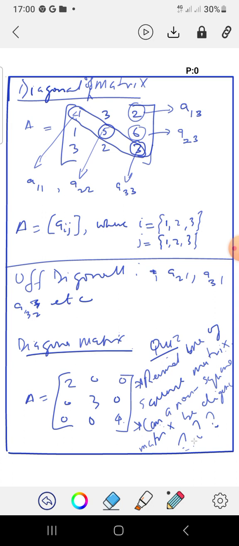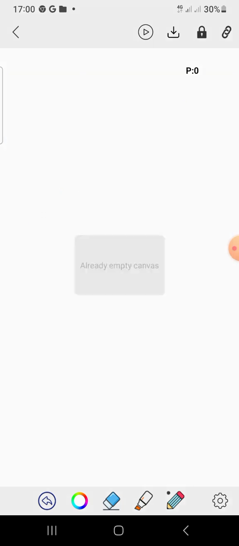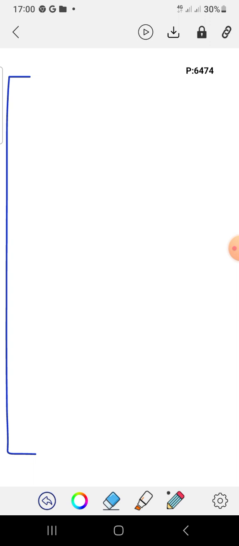So I'm going to save this page now and clear the canvas. All right, so let's talk about the identity matrix. We've talked about the zero matrix, which is an all-zero affair. Now we talk about the identity matrix.